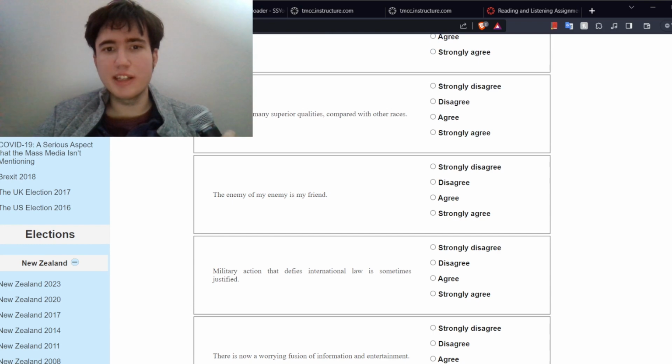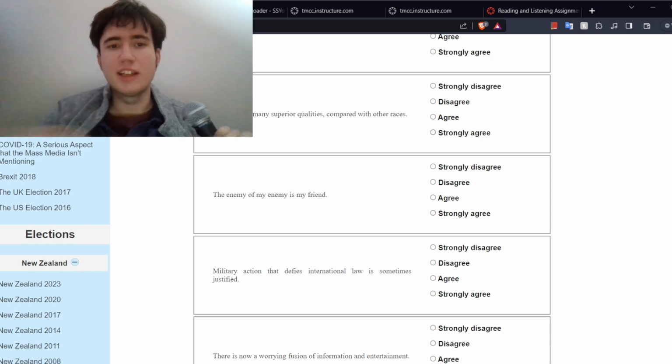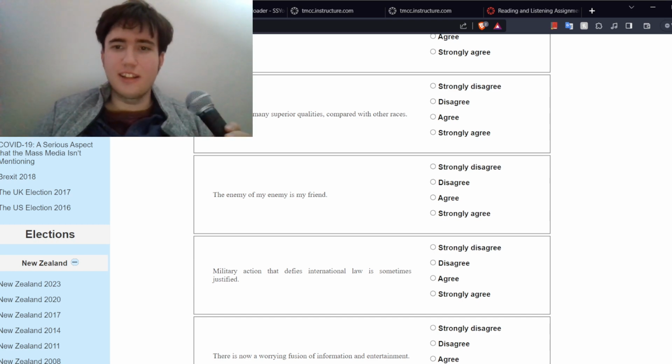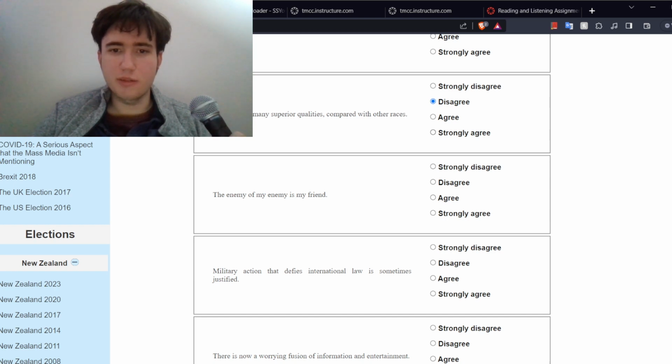Our race has many superior qualities compared with other races. So, I mean, there's a select few people who are going to say strongly agree on this. I'm going to say disagree, but do I really know or give a fuck? Not really.